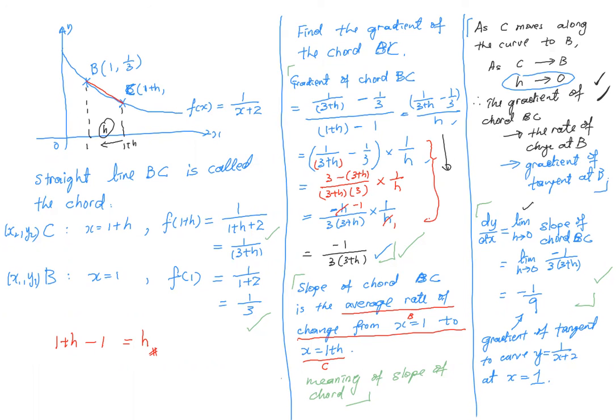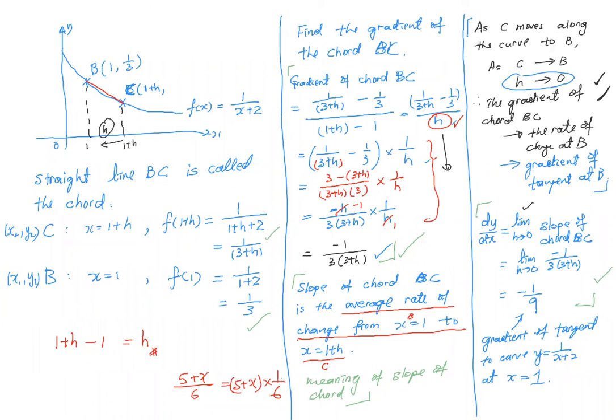Why do you times 1 over h? Why do I times by 1 over h? Because you see, I divide by h here. Like for example, I have 5 plus x divided by 6. I can write it as 5 plus x times 1 over 6. Same thing.